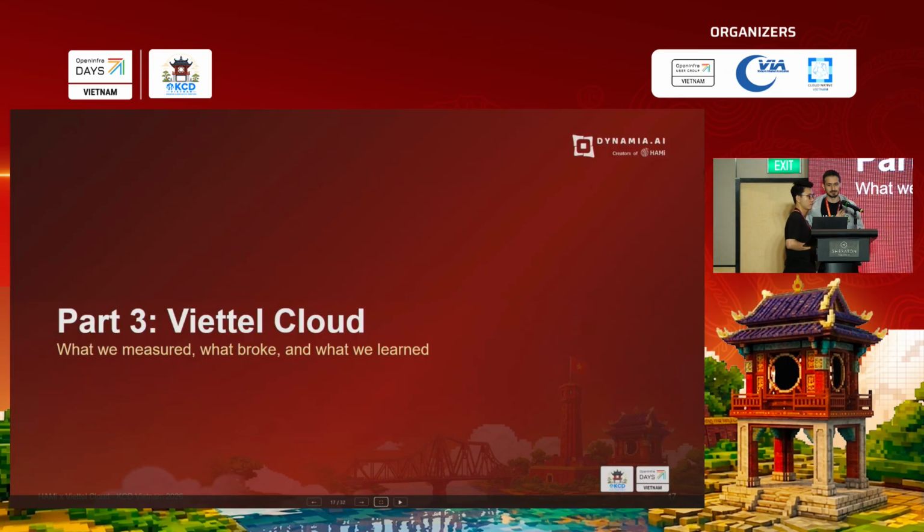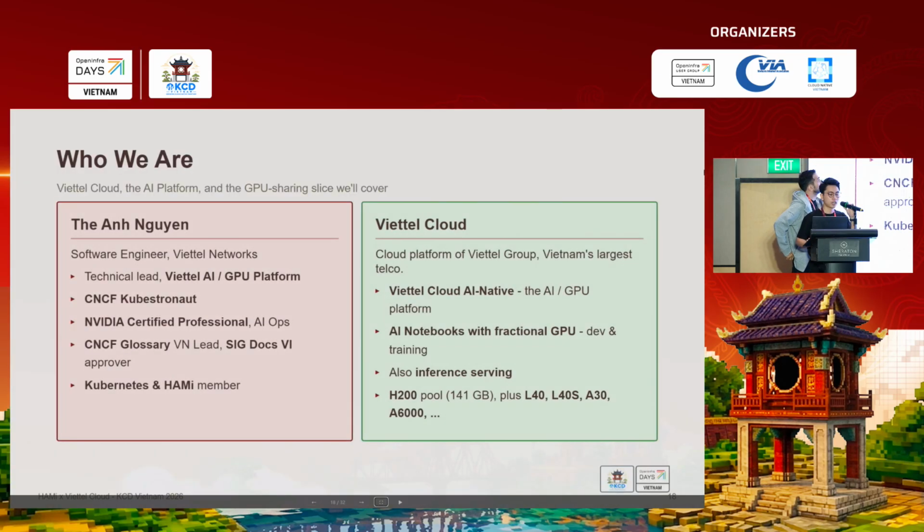And with that, this is part 3 of Viettel Cloud: what we measure, what broke, and what we learned after a time using HAMi. And who we are, I am Thế Anh, you already know. Viettel Cloud is the cloud platform of Viettel Group, Vietnam's largest telco. In Viettel Cloud, we have Viettel Cloud AI Native, the AI GPU platform. We also provide AI notebooks with fractional GPU with built-in HAMi inside. We use it for dev and training. And in this talk, I will also give you some metrics about inference serving using HAMi.